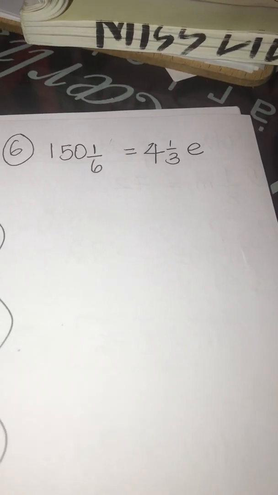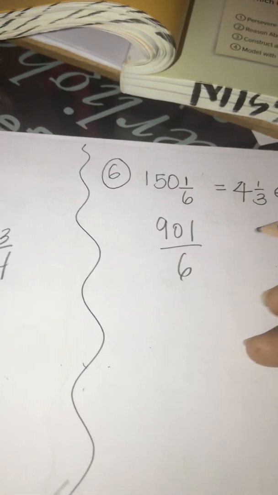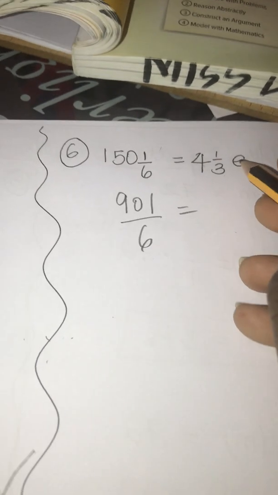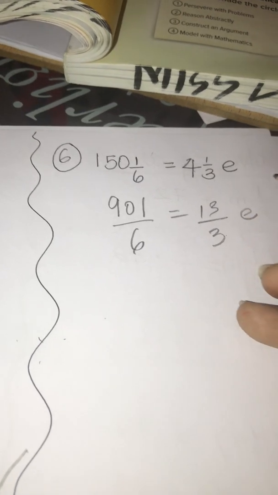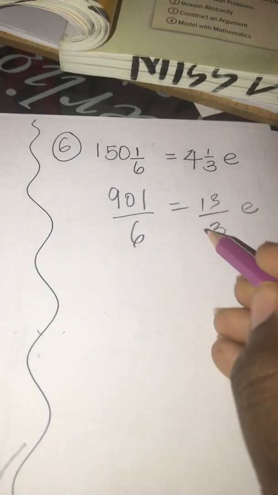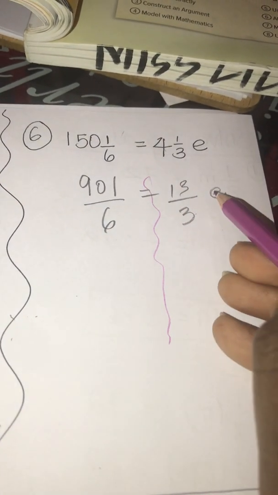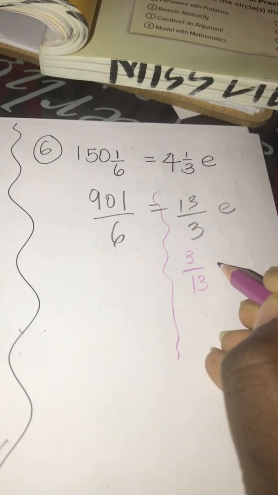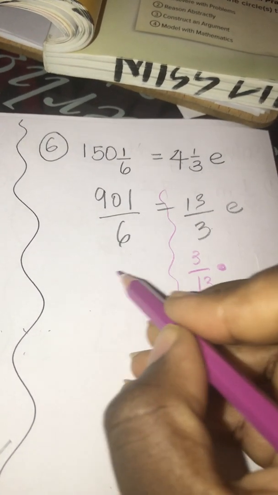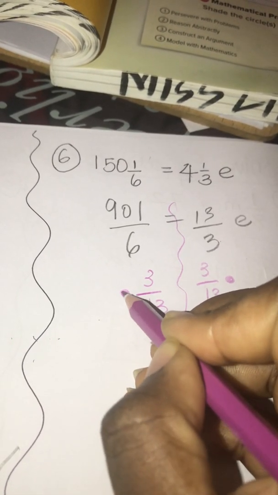So 150 times 6 is 900. 900 plus 1 is 901 out of 6 equals 4 times 3 is 12 plus 1 is 13. 13 out of 3e. And then I draw my bridge. Then I write my multiplicative inverse of my coefficient, which is 3 out of 13. And then I multiply. And the same thing over here. 3 out of 13. And then I multiply.